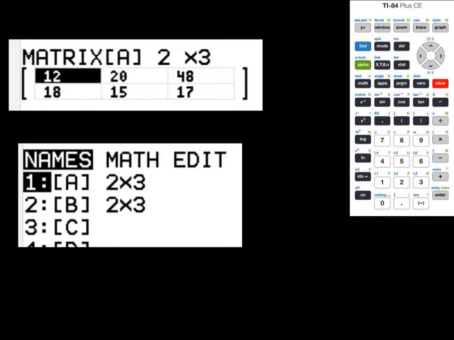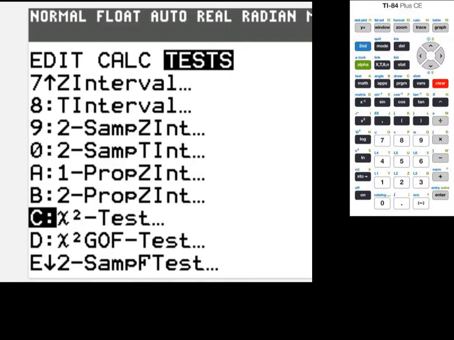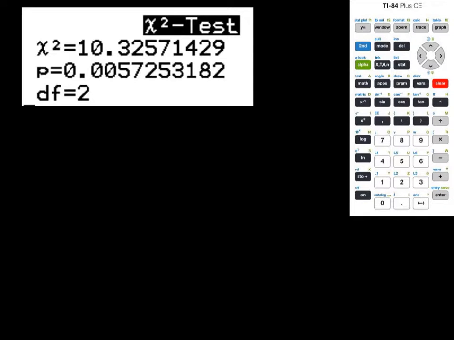And once we have done that, we are going to click the stats button, and we are then going to go across to tests, scroll down to C, which is the chi-squared test, and that is going to give us a value of 10.3 and a p-value of 0.005, and you can see here the degrees of freedom confirm what we were asked to work out earlier on in part B.